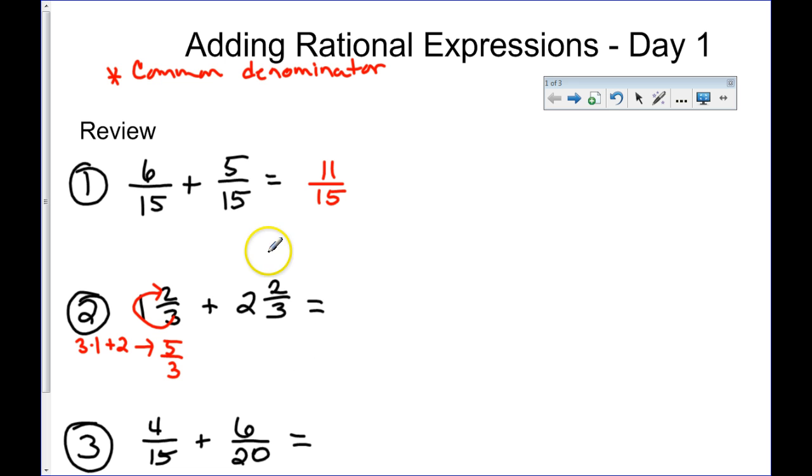All right. This next one, same thing. Yep, 3 times 2 plus 2, and that's going to be 6, 7, 8/3. Okay, do they have a common denominator? Yep, so I have a 3 on the bottom. Okay, 13/3.